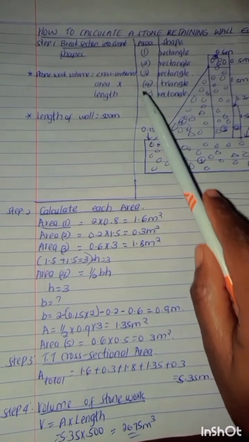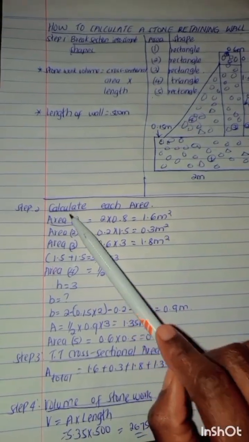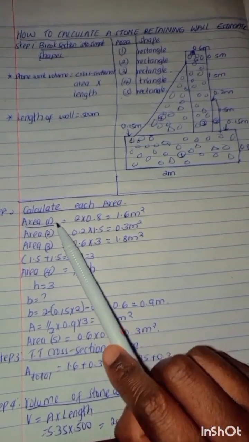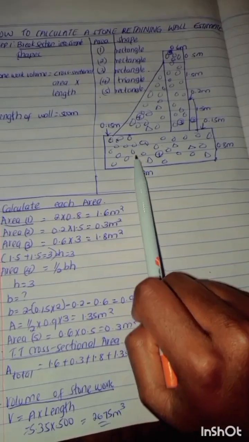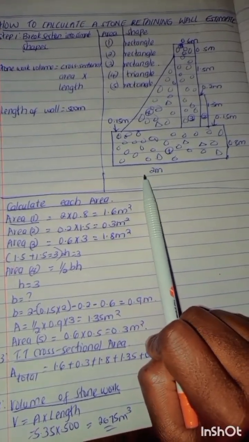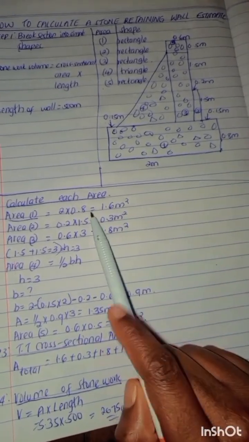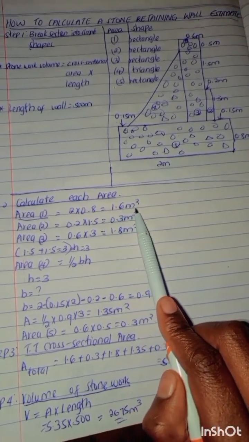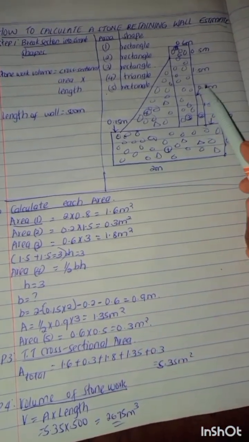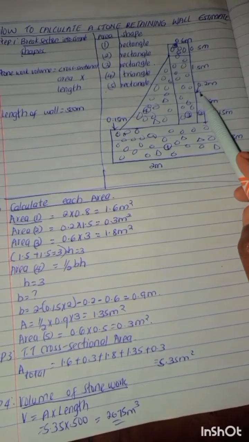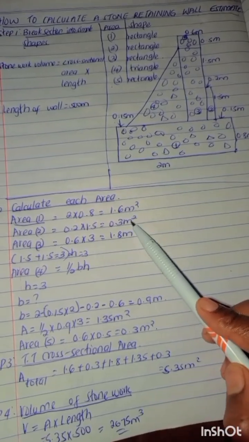from the first section to the fifth section according to its shapes, and you calculate the area. We know the area of a rectangle is length times width. So for the first section, its length is 2 meters, you multiply by 0.8 meters and you get 1.6 meters squared. And the area of the second one is 0.2 multiplied by the height from here to here, 1.5, and you get 0.3 meters squared.